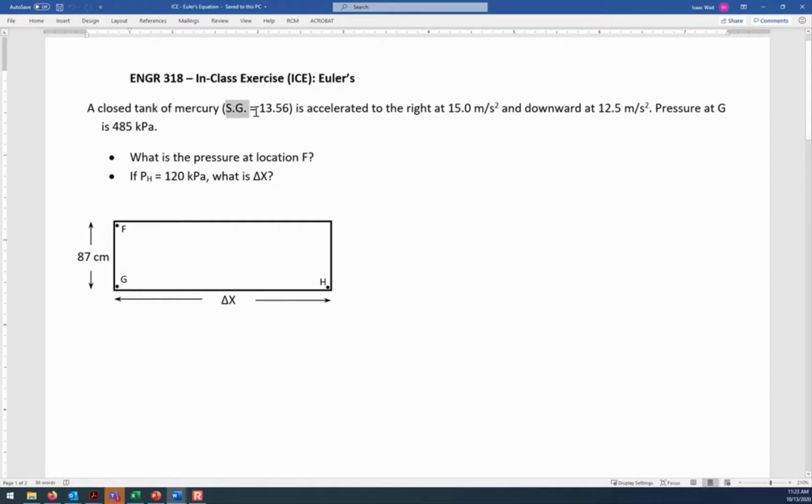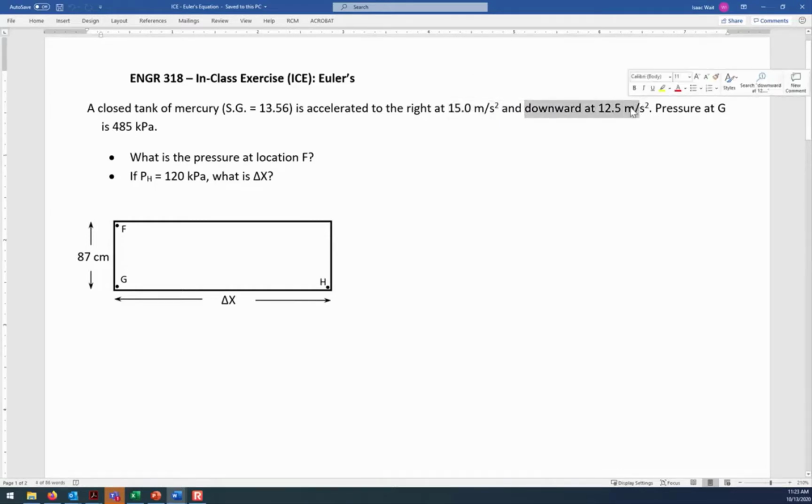And mercury is always exciting because it has such a high density. Here we're given that the specific gravity is 13.56. It's accelerated to the right at 15 meters per second squared. By our commonly accepted standards, to the right is positive. That's where, by definition, we're saying that in the x direction to the right is positive. So it's accelerating at a positive 15 meters per second squared. But it's also accelerating downward.